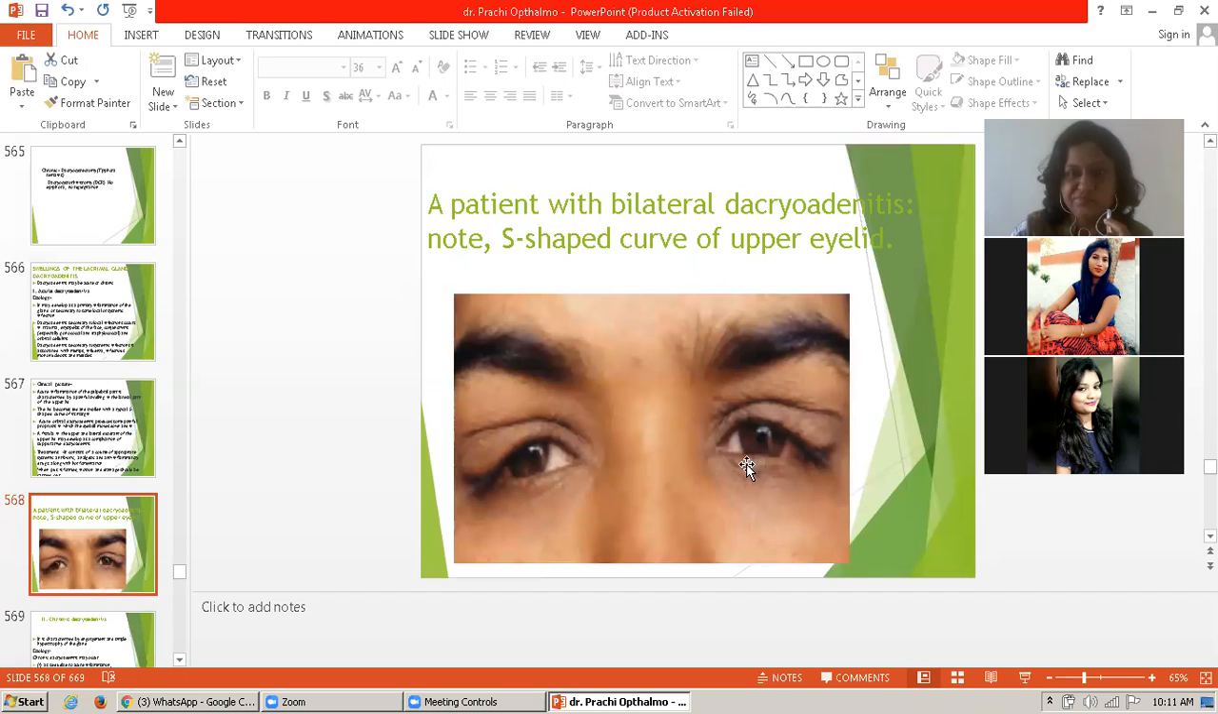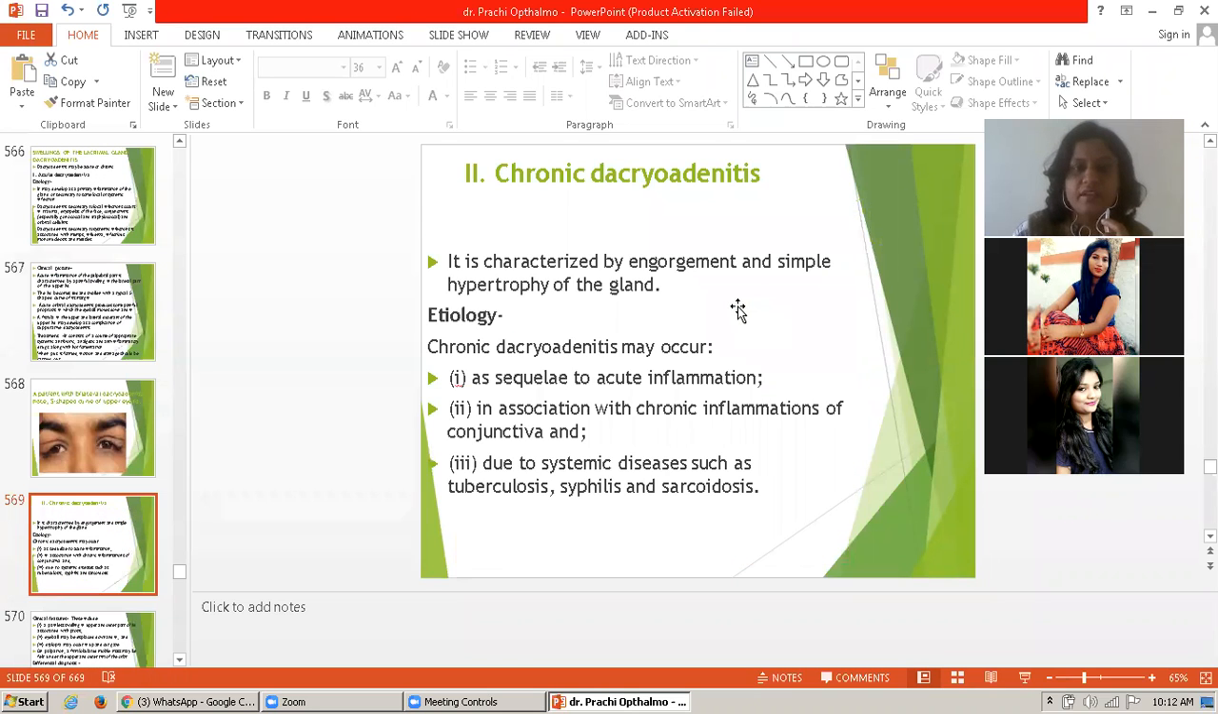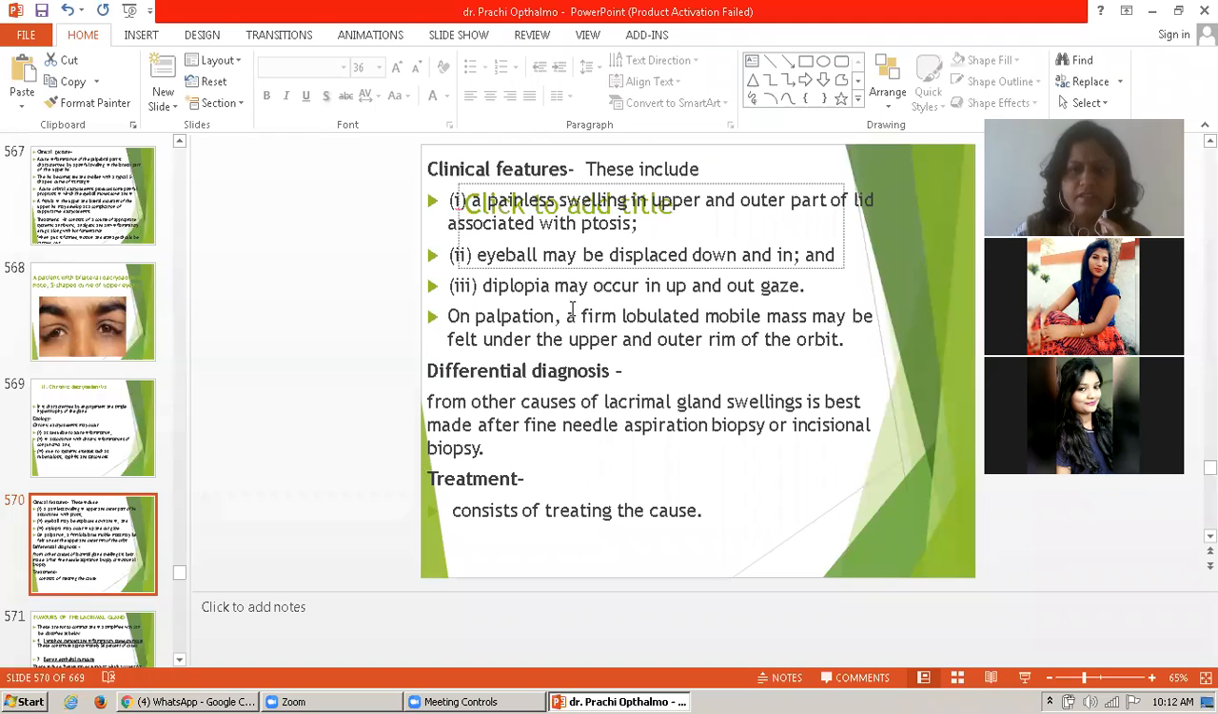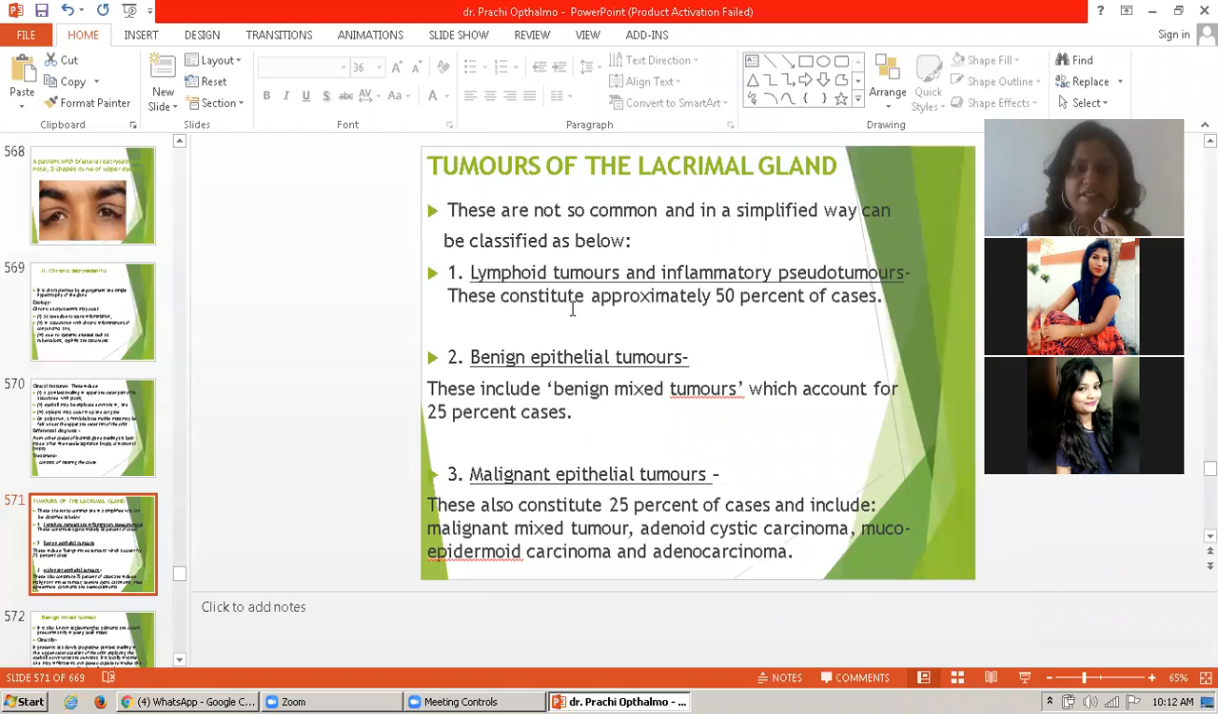This is a presentation of dacryoadenitis in which a patient with bilateral dacryoadenitis shows the S-shaped curve of the upper eyelid. So, in that we can easily see how dacryoadenitis occurs, and there is an S-shaped curve of the upper eyelid. Next is chronic dacryoadenitis, which is characterized by engorgement and simple hypertrophy of the gland. Etiology, clinical features, differential diagnosis and treatment we learned yesterday.